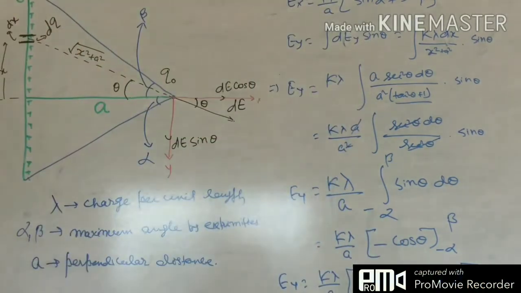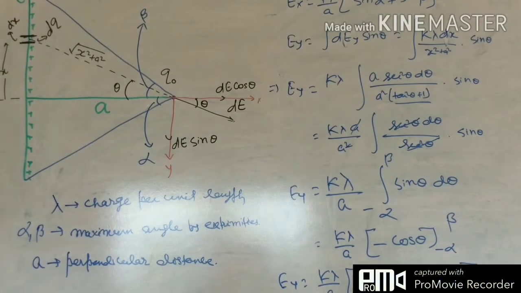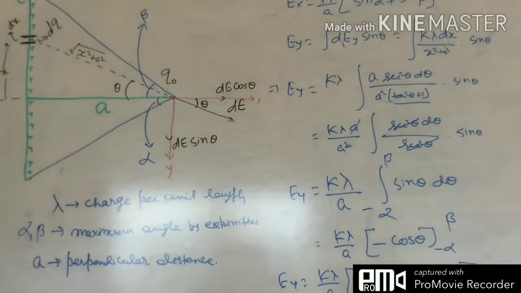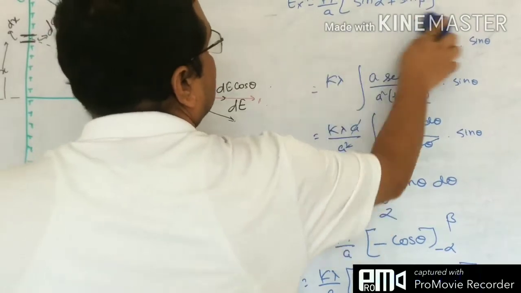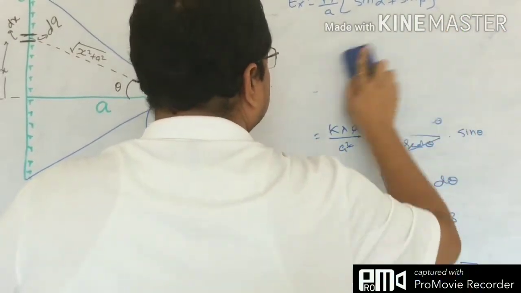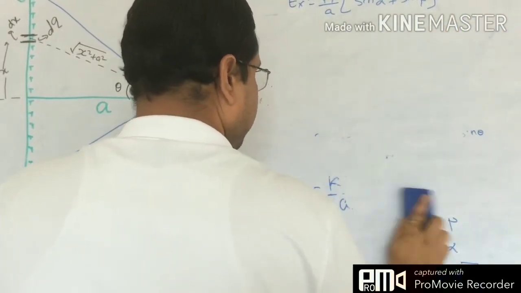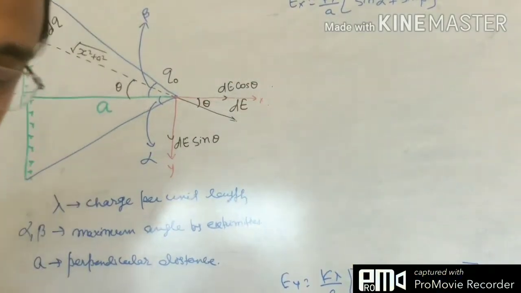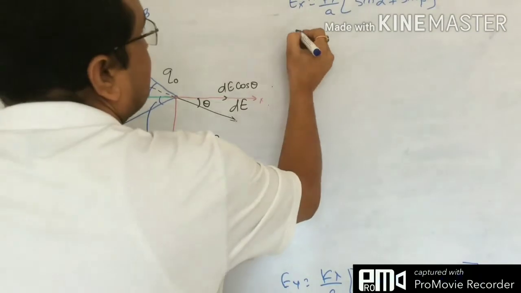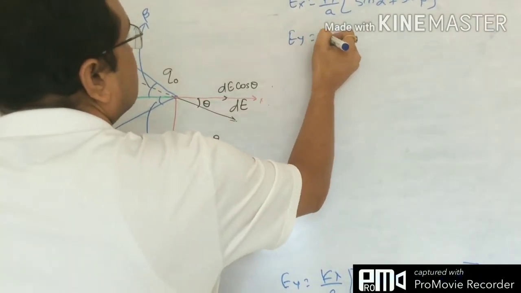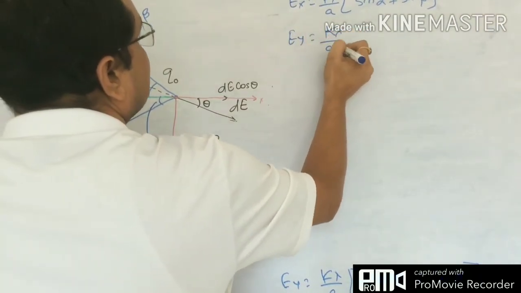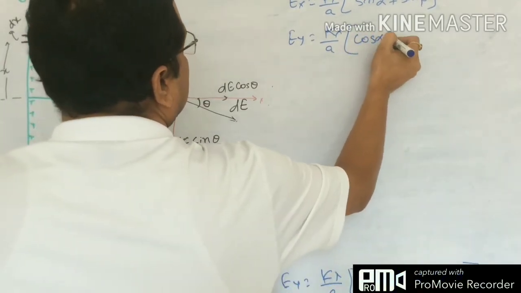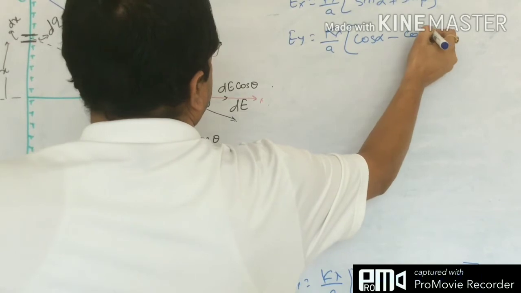You can write it simply. So we have found out the value of Ey. Now write here the value of Ey. So we have now got Ex and Ey. So Ey equals k into lambda by a into cos alpha minus cos beta.